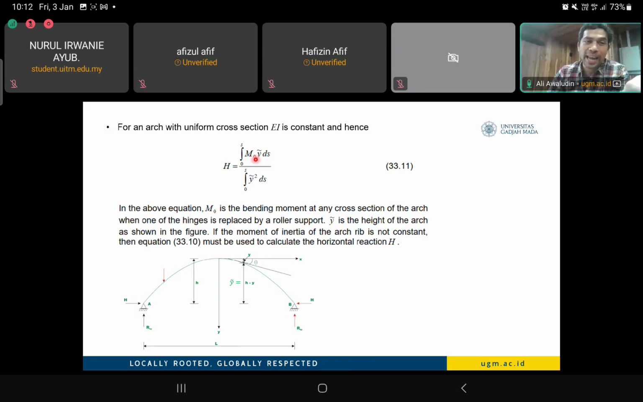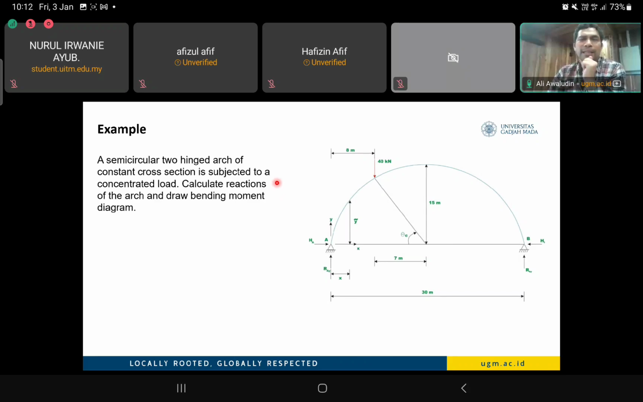Okay, so after you get H, the horizontal force at supports A and B, you can solve it because you now only have three unknown reactions. You already have three equilibrium equations, so you can sum up these equations. Okay, this is an example calculation.